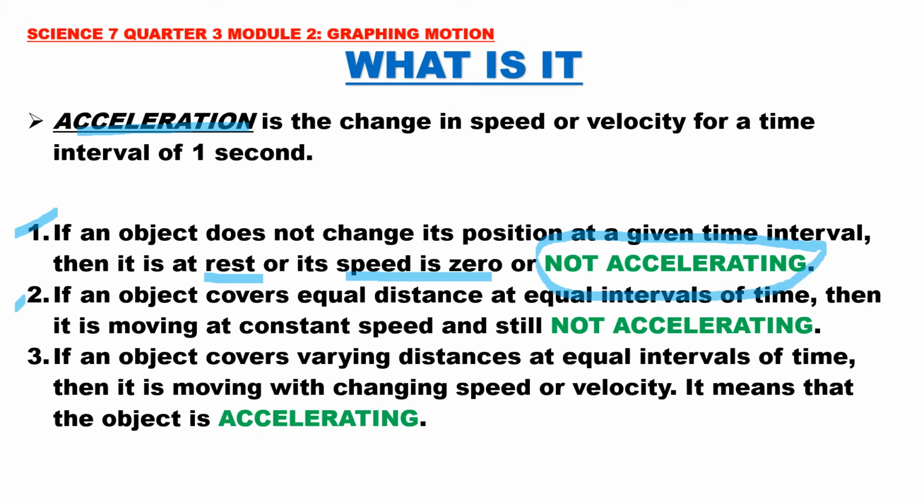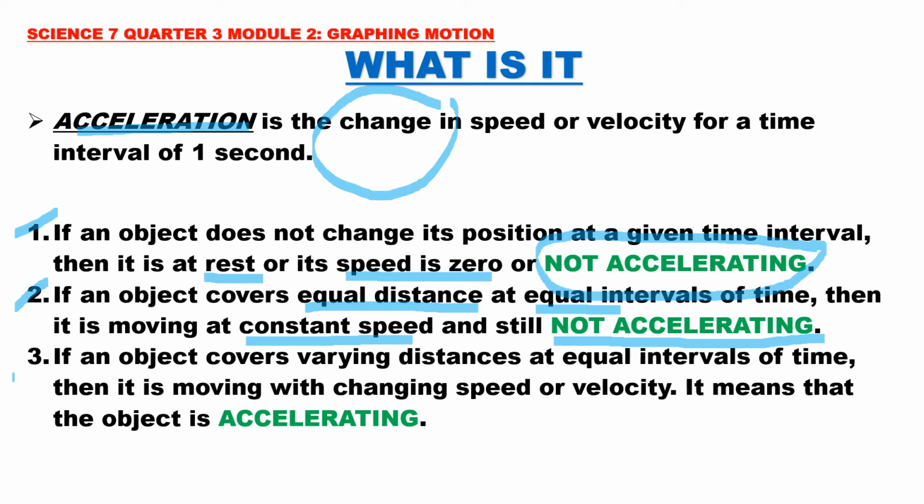Number two, if an object covers equal distance at equal intervals of time, then it is moving at a constant speed. Pag ang speed daw ng object ay constant, ibig sabihin, equal ang distance, equal ang intervals of time, kahit na gumagalaw yung object natin, it is not accelerating. Kasi constant ang speed. There's no change. So, kailan lang natin masasabi na merong acceleration ang isang object? Kapag merong change, pag may pagbabago.